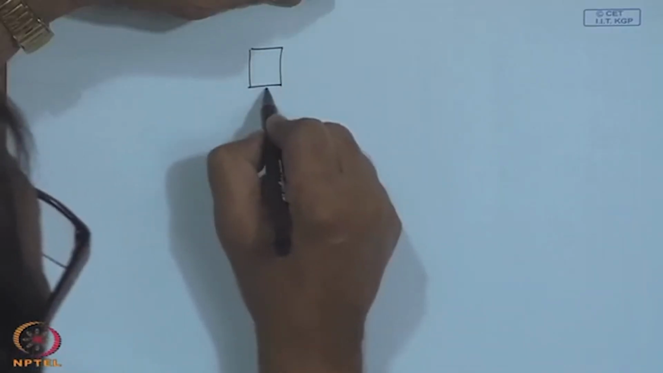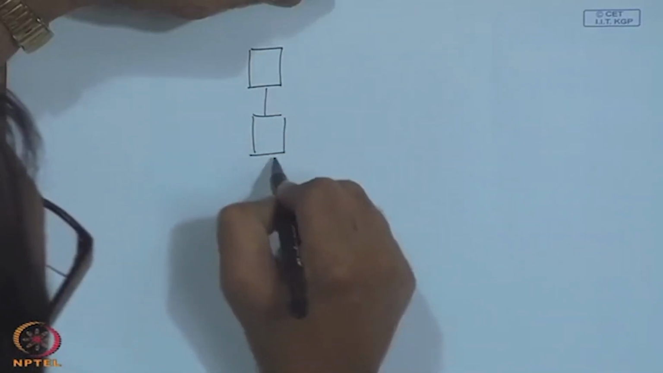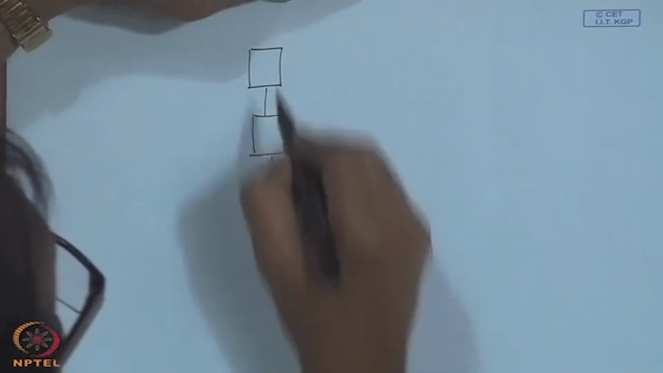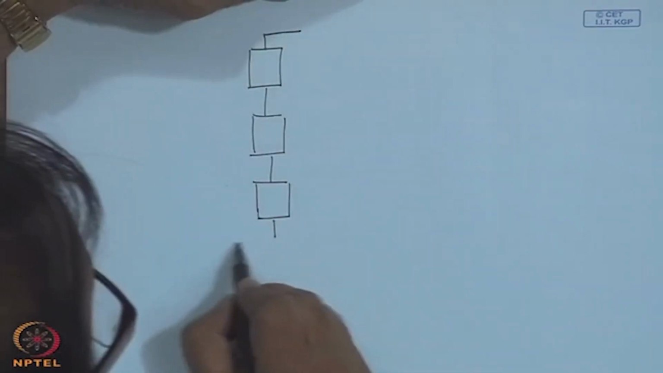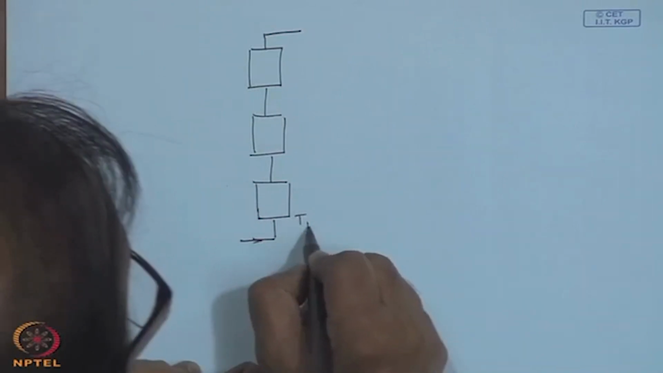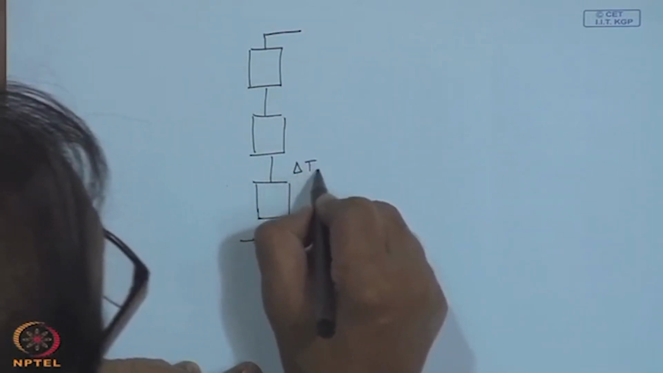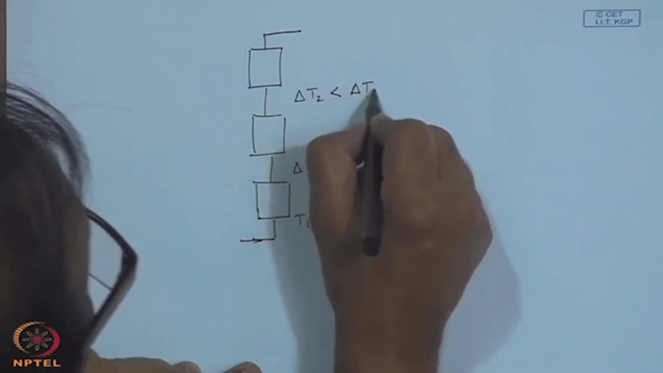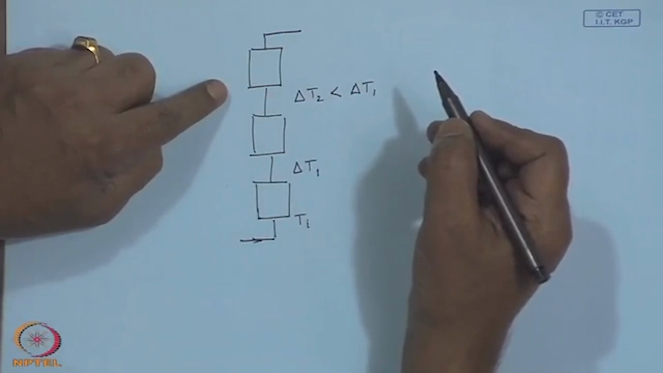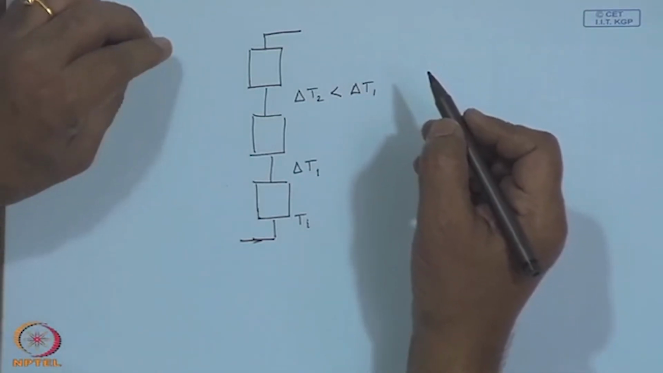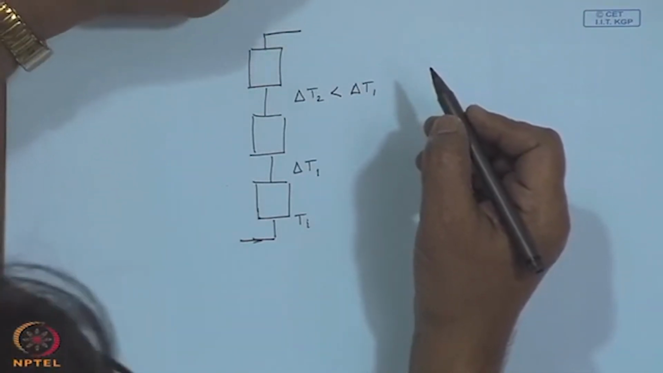One more thing which is often ignored or not really taken into account, when you have series collectors, again we will discuss in a little bit of detail when we consider the critical radiation level. Let us say this is T I and this adds a delta T 1 and this adds a delta T 2, obviously less than delta T 1, since this is at a higher temperature and hence higher losses. So, technically the efficiency of each subsequent collector will be lower than the previous one.